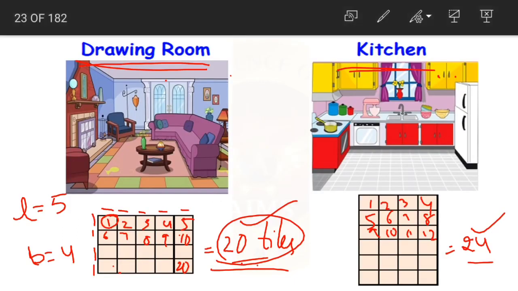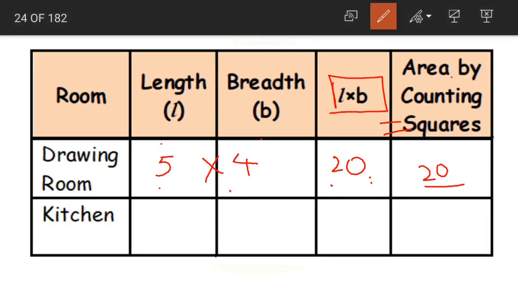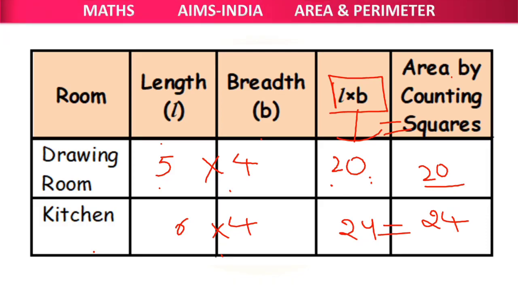Let us look at the kitchen. What is the length here? 1, 2, 3, 4, 5, 6. Length is equal to 6. 1, 2, 3, 4. Breadth is equal to 4. Length is 6, breadth is 4, and the total area by counting squares was 24. Now again, what is L into B for this kitchen? 6 into 4 is equal to 24. Again, L into B is equal to the area by counting squares.